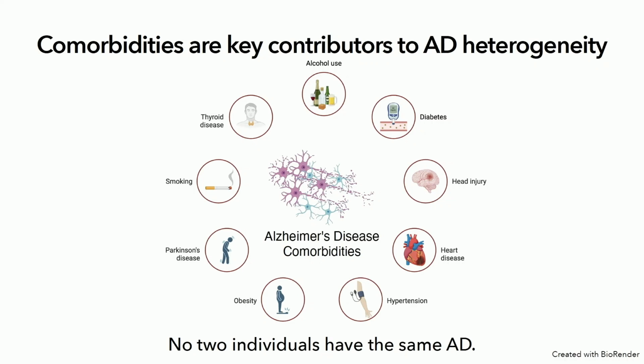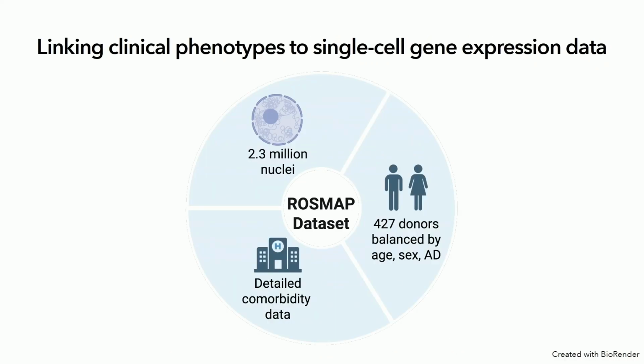prevent and treat AD. To study how comorbidities affect the brain, we use the ROS-map dataset, which provides clinical and gene expression data for hundreds of donors. One major obstacle we faced was that in this dataset, the presence of each comorbidity is recorded as a single yes or no variable. But in reality, different donors have varying levels of comorbidity severity.